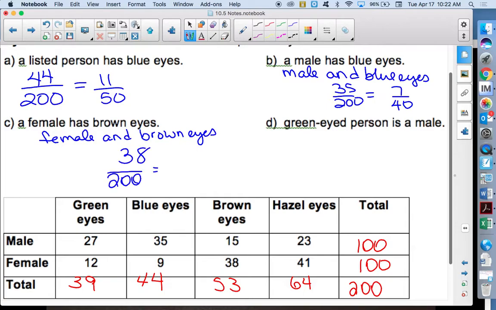What does that reduce to? I think that's just divisible by 2. Isn't it 19 over 100? Yeah.